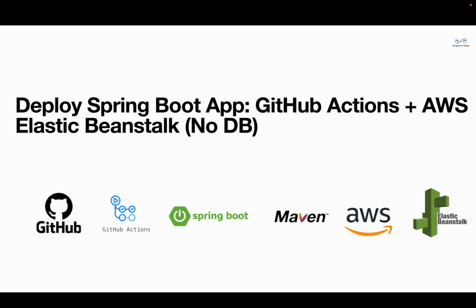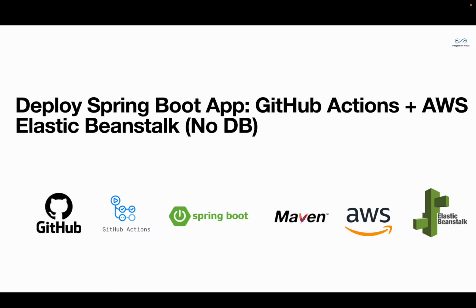In this tutorial, we will walk you through the process of configuring GitHub Actions for automated deployments and deploying a simple Spring Boot application to AWS Elastic Beanstalk. Whether you are a beginner looking to streamline your deployment process or an experienced developer exploring new deployment methods, this video is right for you.